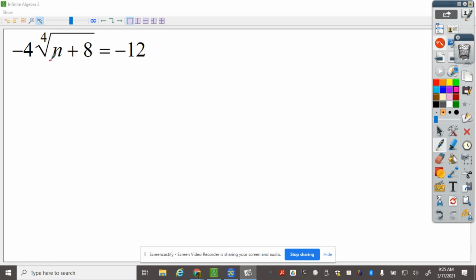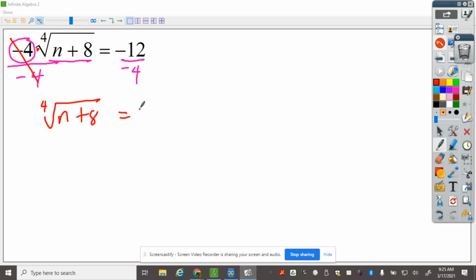First, we need to isolate the radical, so we have to get rid of the negative 4, not by adding, but by dividing by negative 4. Why divide by negative 4? Because the operation between the negative 4 and the fourth root is multiplication. So this cancels out, and this leaves us the fourth root of n plus 8 is equal to positive 3. Then we raise both sides to the fourth power. This cancels out, so n plus 8 is equal to 3 to the fourth, which is 3 times 3 times 3 times 3, which is 81.